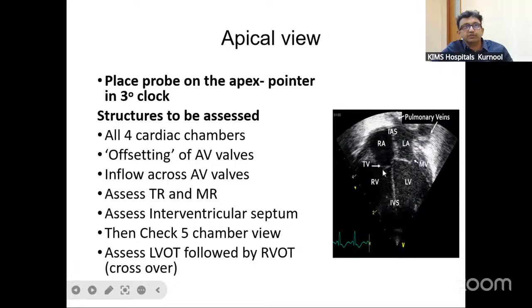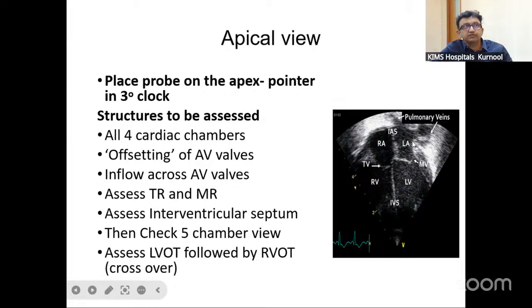This is called the tricuspid valve because it is closer to the apex, also called the offsetting of the AV valves. So the tricuspid valve is closer to the apex. It is attached to the interventricular septum, and it is not in fibrous continuity with the outlet valve, right? So we established that this is the tricuspid valve and this becomes the right ventricle.